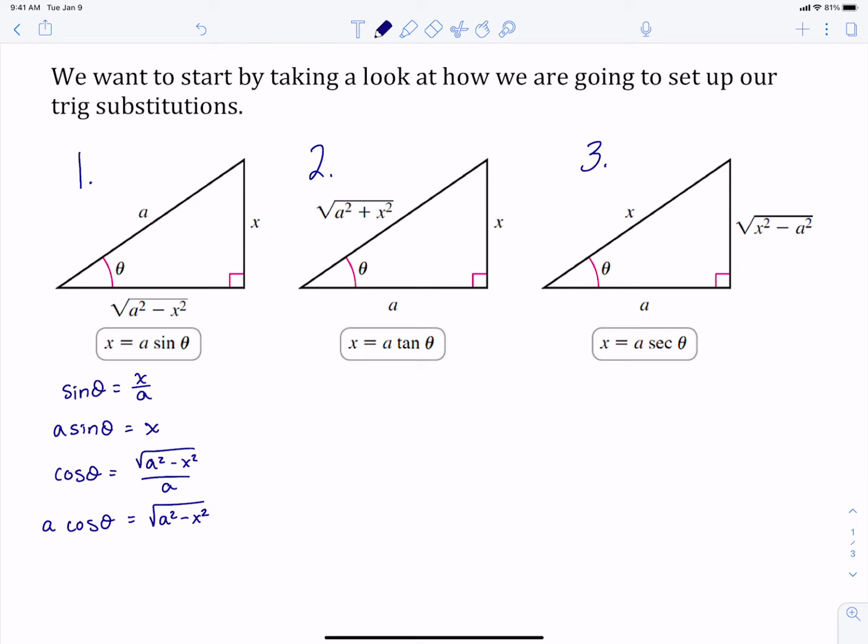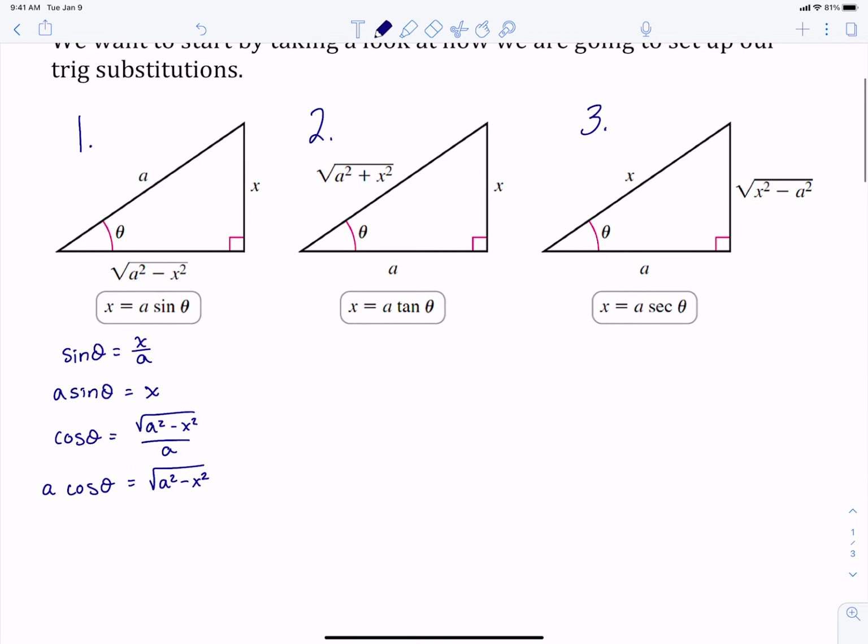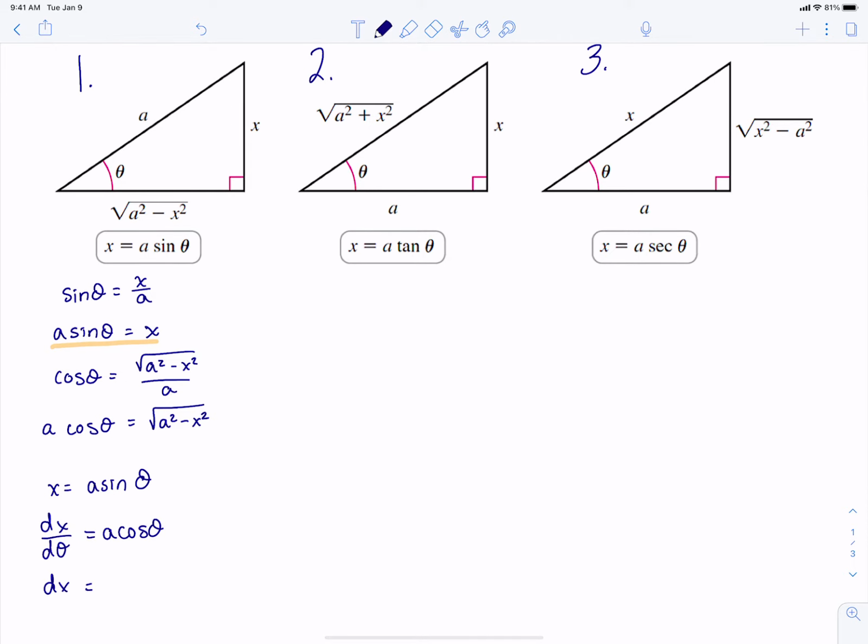When we're doing these, we're also going to do a substitution. We're going to change our variable from x to theta in our integral. So we're going to take this relationship, where x is equal to something, just plain old x, and take the derivative of this. When we do this, x equals a times sine of theta, we take the derivative of each side, and we get a cosine of theta as our derivative, so that dx is equal to a cosine of theta d theta.